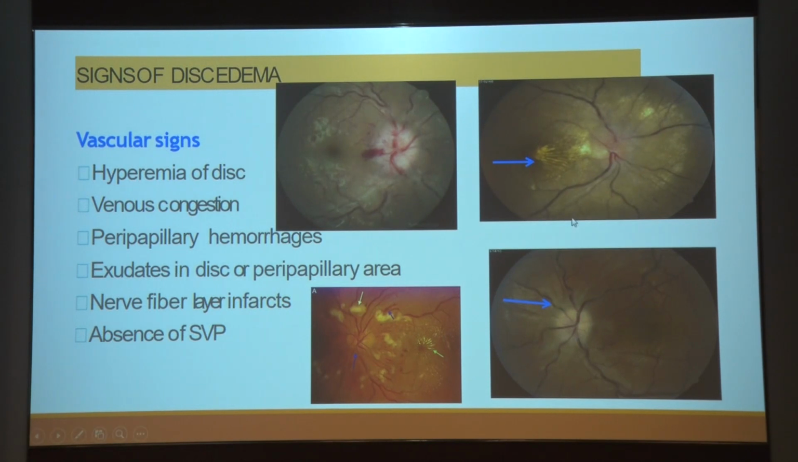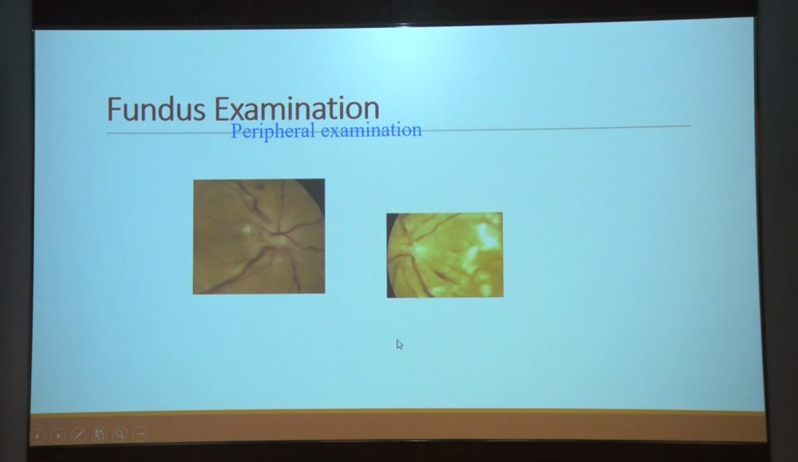Then vascular signs, what will you see? There is hyperemia of the disc. There could be venous tortuosity and congestion. There could be exudates, not only peripapillary but also macular exudates. There could be nerve fiber layer infarcts and other vascular abnormalities.